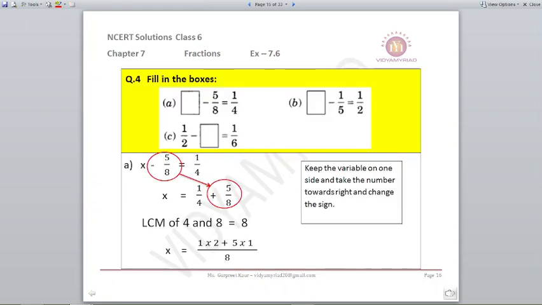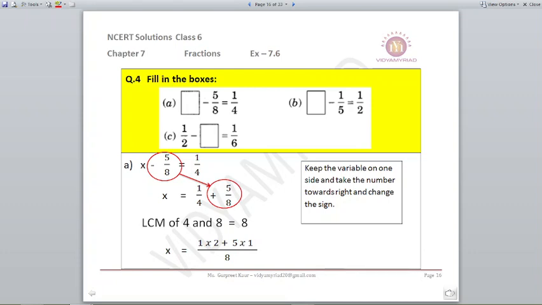Fill in the boxes. Whatever the empty boxes are, I have kept it as x variable. So x minus 5 upon 8 is equal to 1 upon 4. We will keep the variable on the left hand side, x will remain there. Minus 5/8 will be taken to my right hand side and minus will become plus. So x is equal to 1/4 plus 5 upon 8.